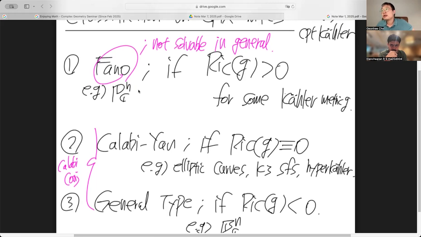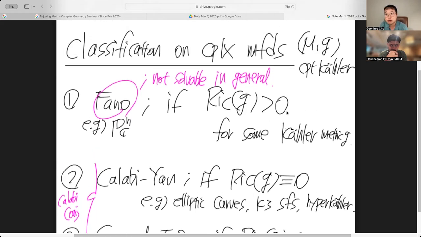And you can see some interesting consequences from here. So the definition of Fano. What is this condition? We put the canonical line bundle here, and this positivity condition just means c1 of the canonical line bundle is positive. Is that okay with you?